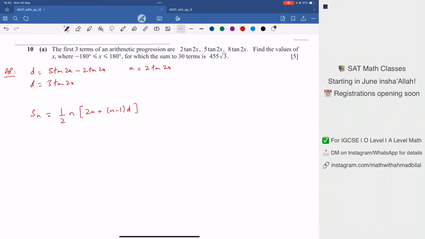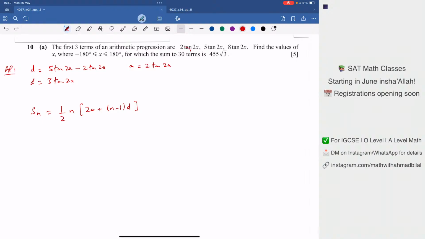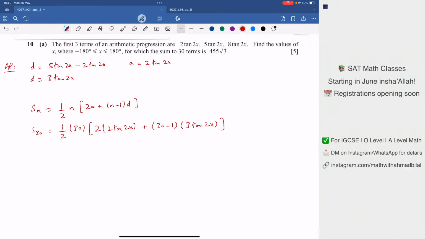Let's just input values. They're saying that the sum of the first 30 terms is this. So we could say S30, let's find that. Using the information that we have, this is 1 over 2 times 30 times 2 into a. What's the value for a? 2 tan 2x plus n minus 1, that means 29, or you could say 30 minus 1, times the difference. The difference is 3 tan 2x. They are saying that this should equal 455 under root 3. And now we just have to solve this equation.